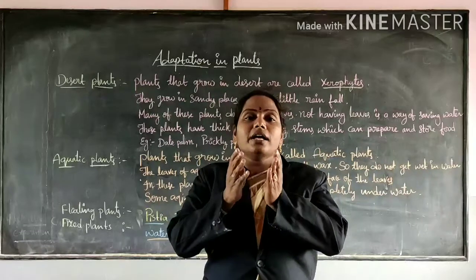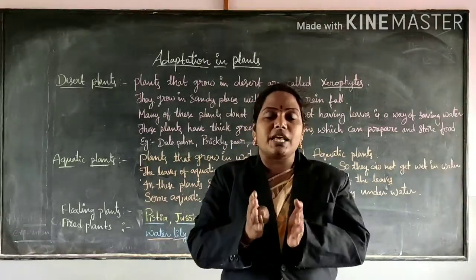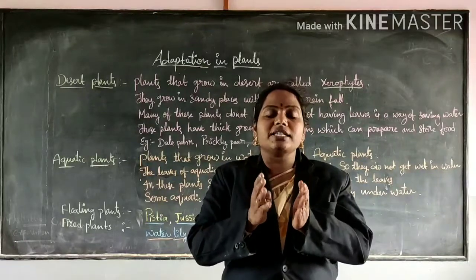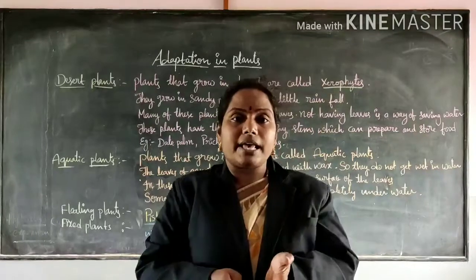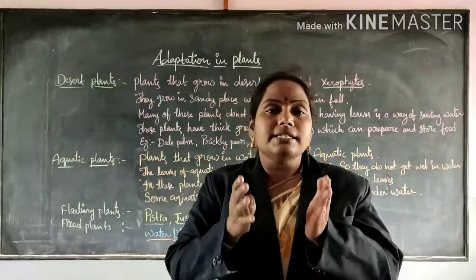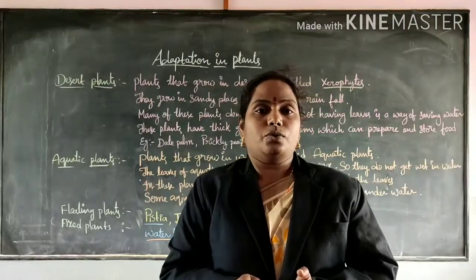They do not have what? Leaves. They have fleshy stems. They store food materials and water in those stems. They grow in sandy places. They grow in deserts. They grow with little water also.